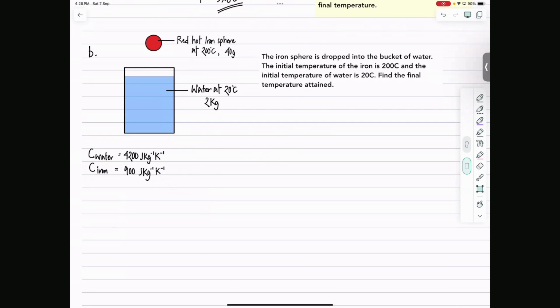Right. So the iron sphere is dropped into the bucket of water. The initial temperature of the sphere is 200 degrees Celsius, and the initial temperature of water is this. Find the final temperature attained by the system.